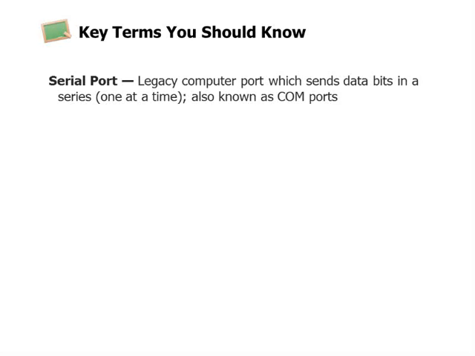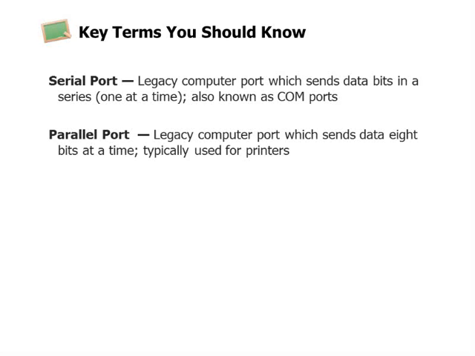So just some terms as we wrap up. A serial port, again this is a legacy computer port which sends data, bits, in a series one at a time, also known as COM ports, COM1, COM2, COM3. A parallel port is a legacy computer port which sends data 8 bits at a time in parallel, and typically used for printers. LPT1, LPT2, LPT3, for example.